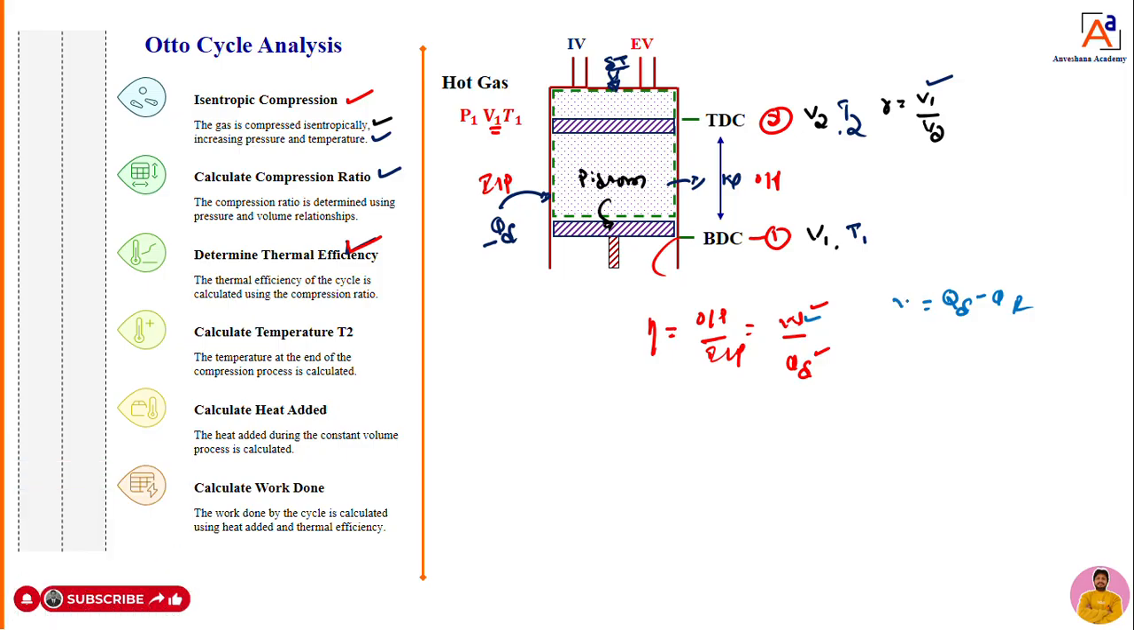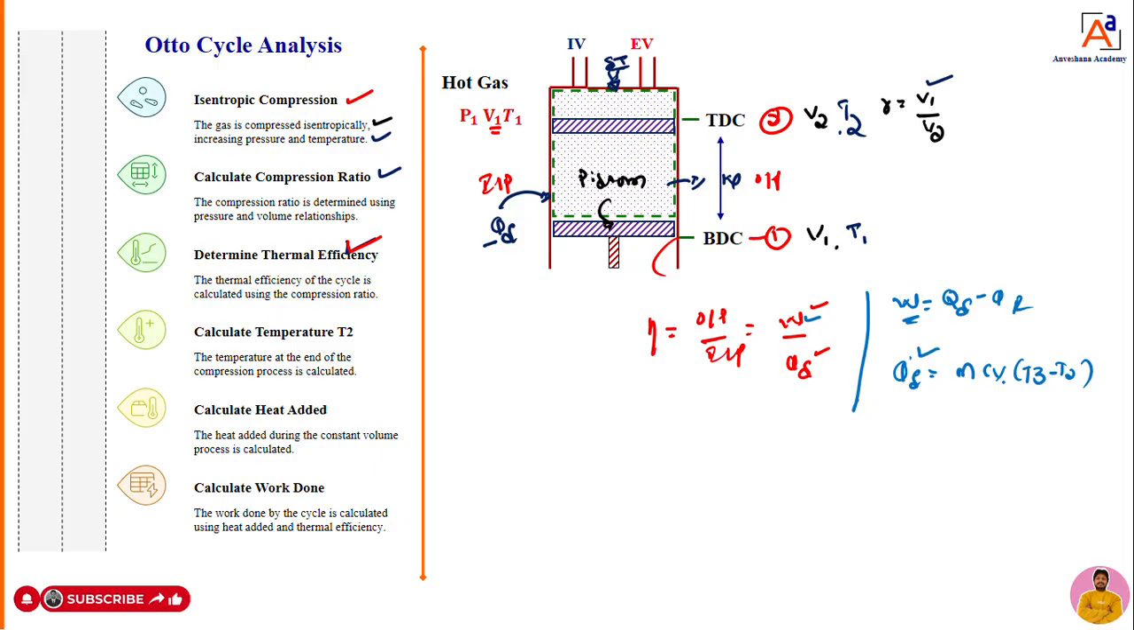Okay, so this is nothing but what? Work done is equal to QS minus QR. What is QS? We know that already. QS is equal to M into Cv into (T3 minus T2), since it's a constant volume process. So dear students, to calculate the work done, I require QS.